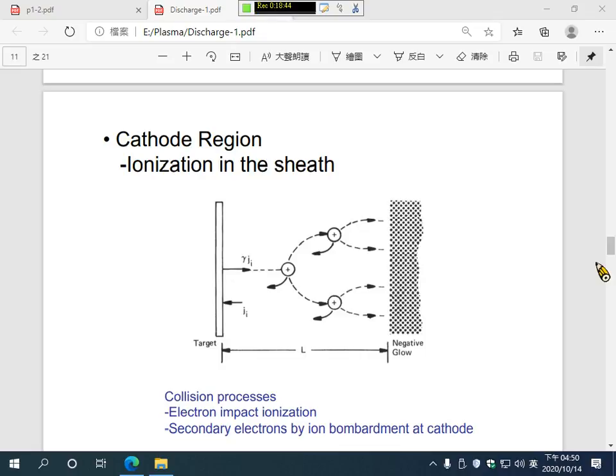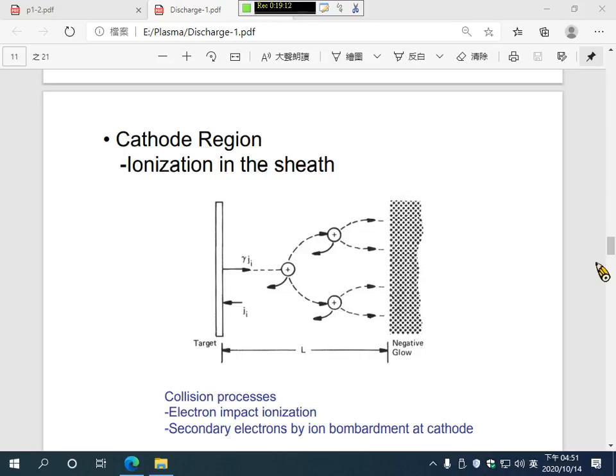Okay, this process will give the electrons coming out, and the electrons travel across the cathode layer. Electrons can gain energy, and in Townsend's model, there are collisional processes in the cathode layer.